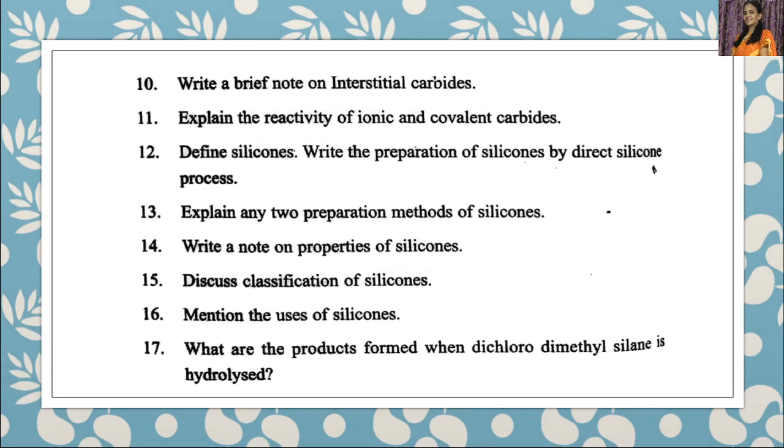Next, write a brief note on interstitial carbides. Here we should write about the interstitial carbides, how many types are there, how they are prepared, and what their uses are. Next one, explain the reactivity of ionic and covalent carbides. Here we should discuss the reactivity of ionic carbides as well as covalent carbides, a comparative study. Define silicones. Write the preparation of silicones by the direct silicone process. The direct silicone process, just now we have discussed how it is produced.